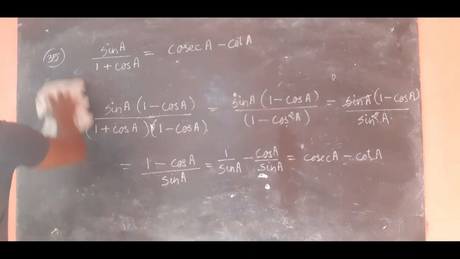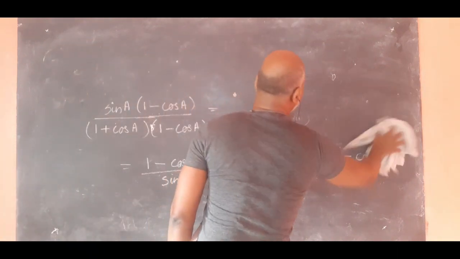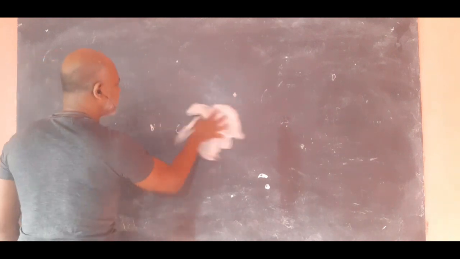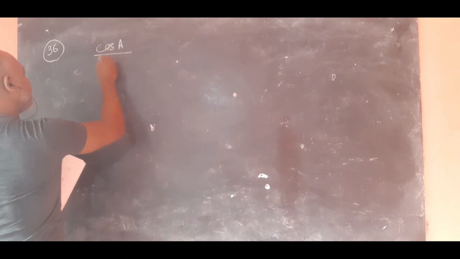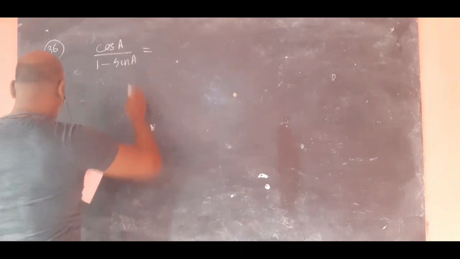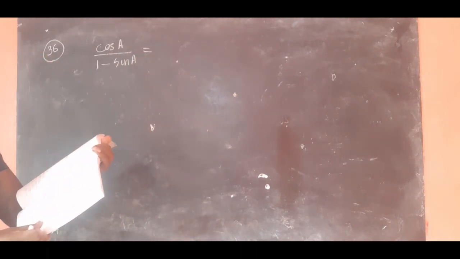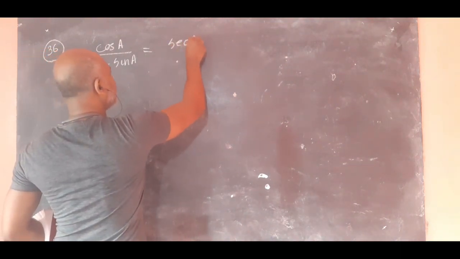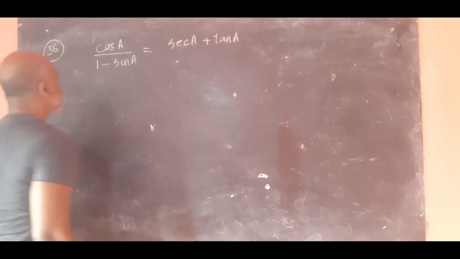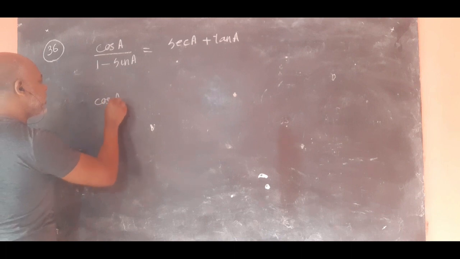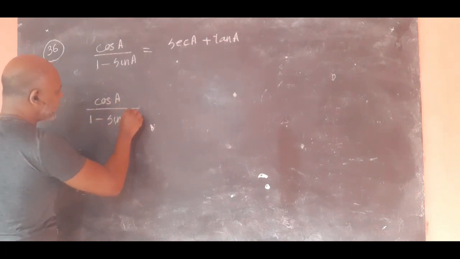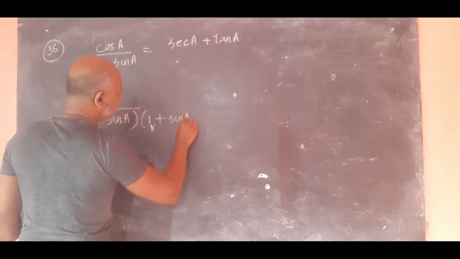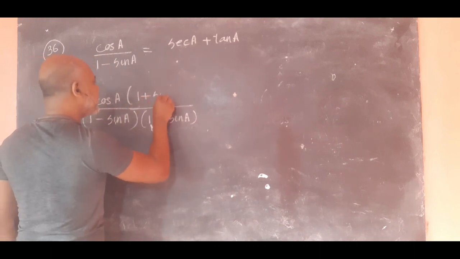Now we come to question number 36. Question 36 is cos A by 1 minus sin A is equal to sec A plus tan A. What we will do: we have cos A by 1 minus sin A, so we will multiply 1 plus sin A on the denominator and 1 plus sin A on the numerator.